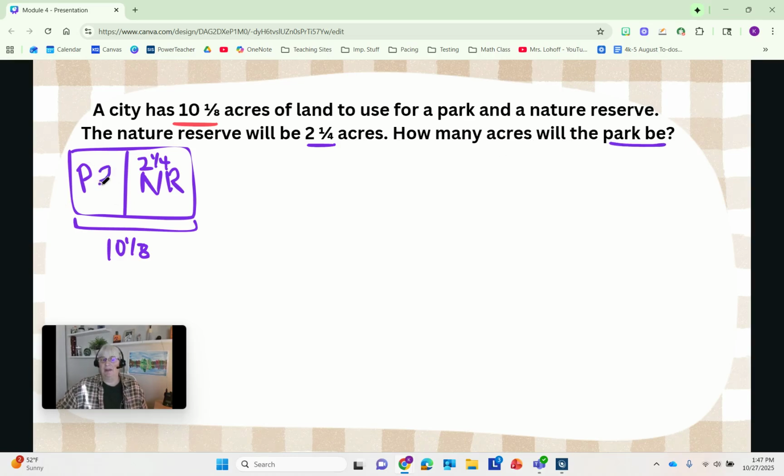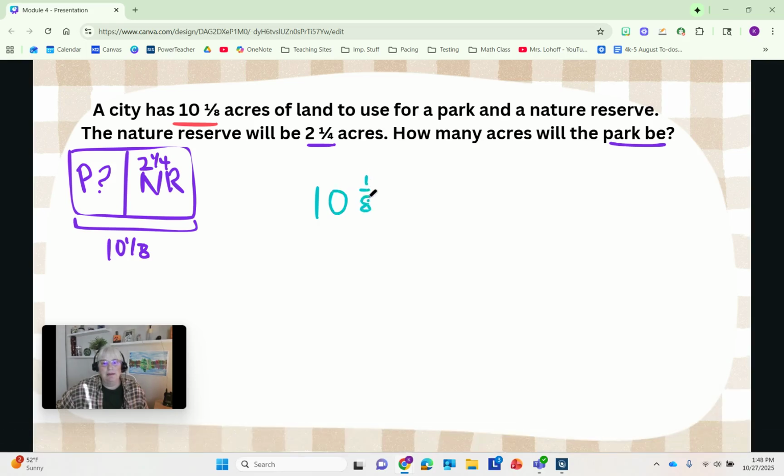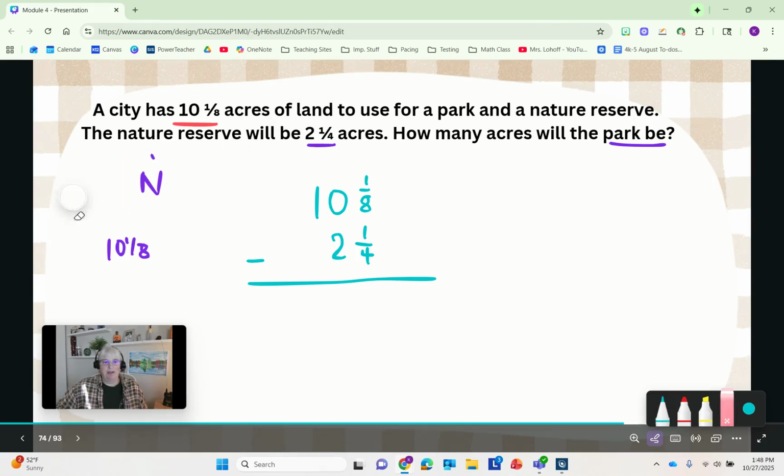So we have to figure this out. We're going to take 10 1/8, our total, minus 2 1/4. Now let me pick a nice color to do this in. 10 1/8 minus 2 1/4. All right. Get the eraser. I'm going to get rid of my picture here so it's not bothering us.